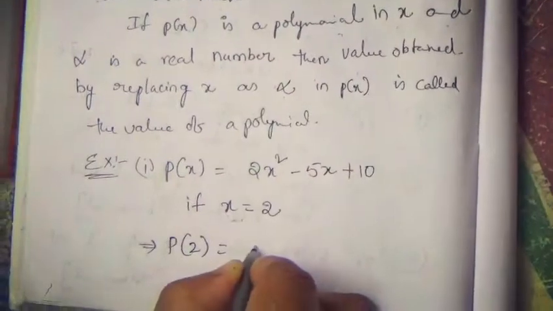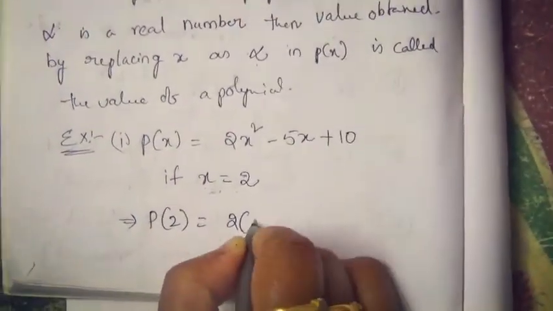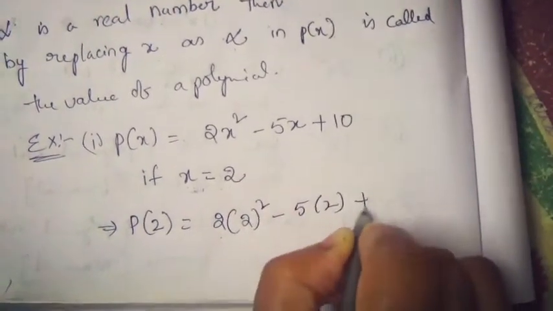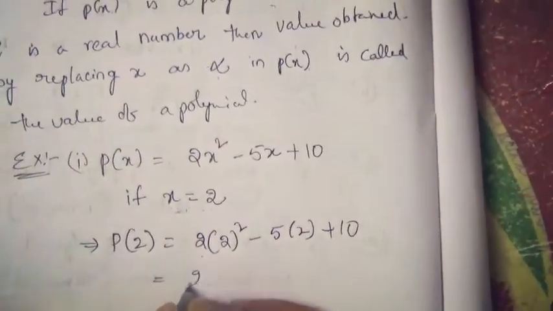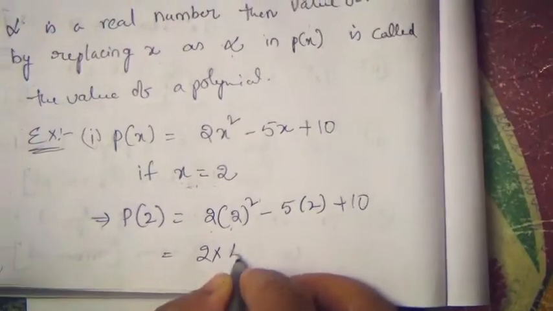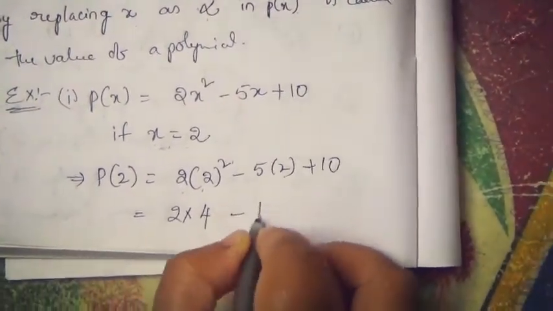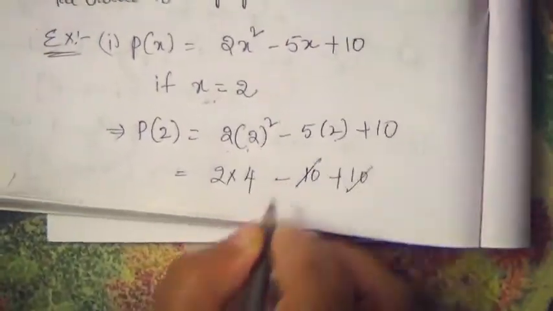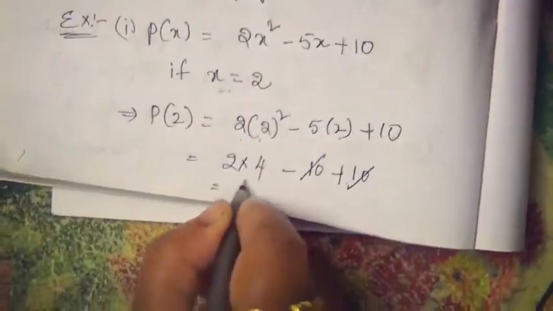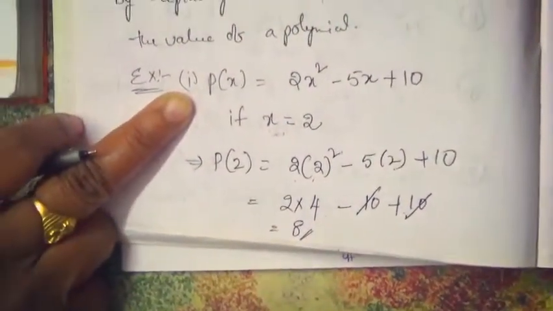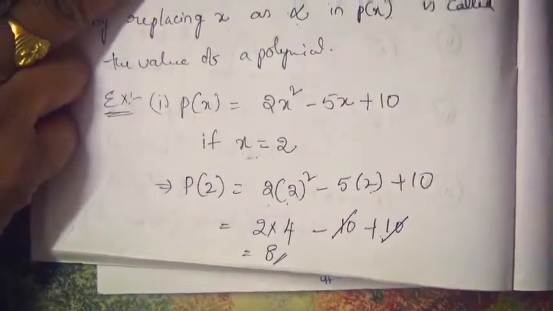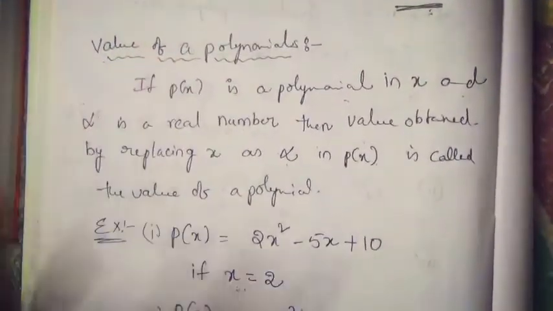So p of 2 is 2 of 2 square minus 5 of 2 plus 10. So 2 into 2 square means 4, minus 5 twos is 10, plus 10. Plus 10 minus 10 cancel. That is equal to 4 twos is 8. It is the value of the given polynomial. Just like this, you have to find out the value of a polynomial. I think you understand well.